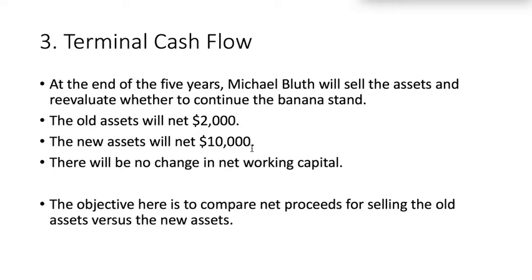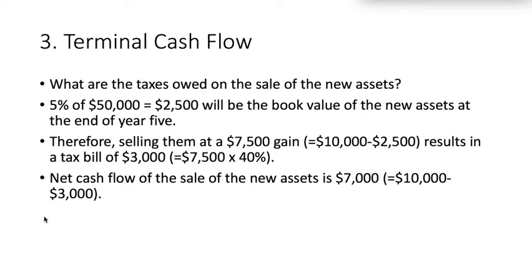And we're just going to assume for simplicity that there will be no change in the net working capital, which would also affect it. But yeah, so the objective here is to compare the net proceeds for selling the old asset versus the new asset. Right? What difference is there? And that's what we're trying to figure out. What makes this complicated is that we have to take into account taxes, right?